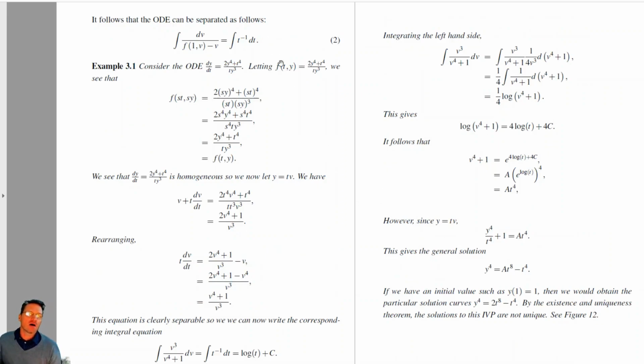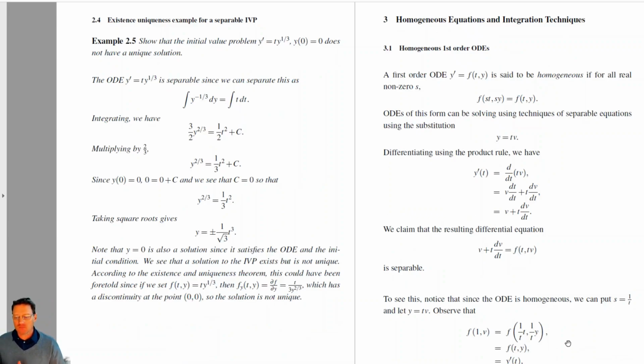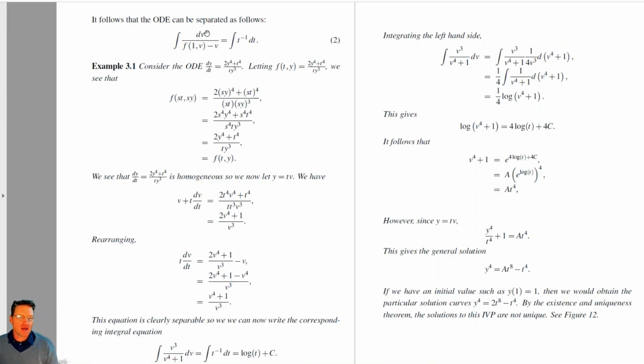So what are we doing here? We are taking the v over to the left-hand side, and then we will have f of 1 comma v minus v. We will divide both sides by that result and just rearrange and separate this. So let's have a look then. We get dv over f of 1 comma v minus v.